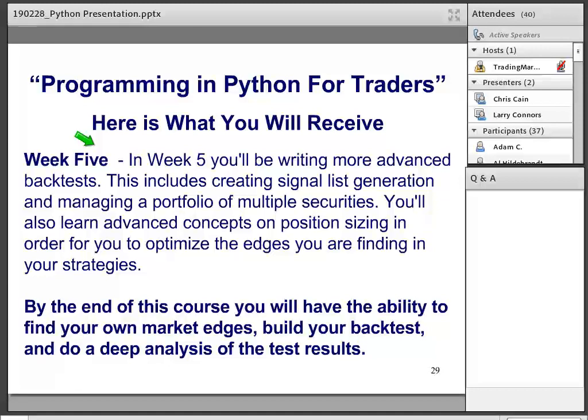And then in week number 5, you'll be writing more advanced back tests, and this includes creating signal list generation, so you'll be able to get the signals from the strategies that you created. You're going to be learning how to manage a portfolio of multiple securities. You'll also learn advanced concepts on position sizing in order for you to optimize the edges you're finding in your strategies. So by the end of this course, you'll have the ability to find your own market edges, build your back test, and do a deep analysis of test results.